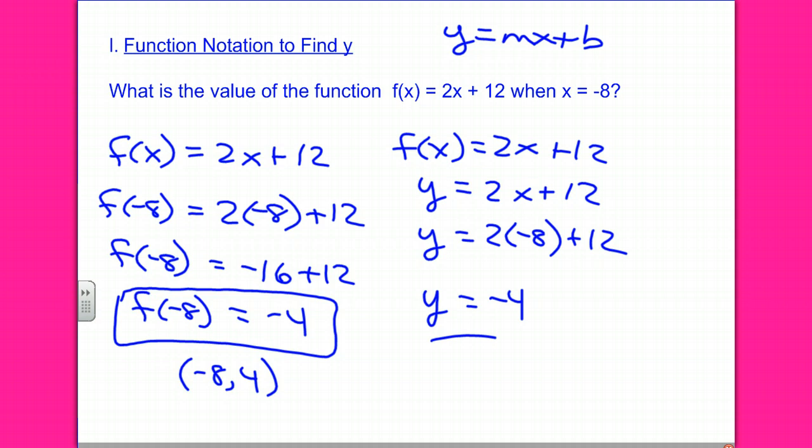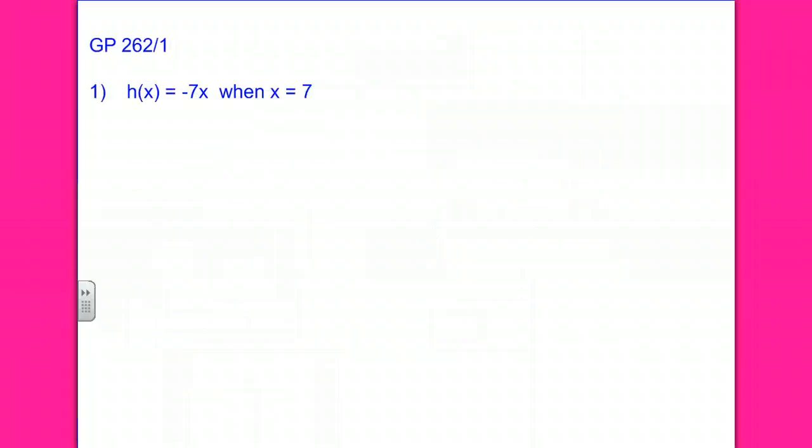When you get to the bottom of simplifying this, you can see that negative 8 was the number that you input, and what came out of there was a negative 4. I don't want you to be confused by function notation, but it is a bit confusing because we're so used to just y equals mx plus b. So as much as possible, use function notation in this assignment so you get more comfortable with it, okay?